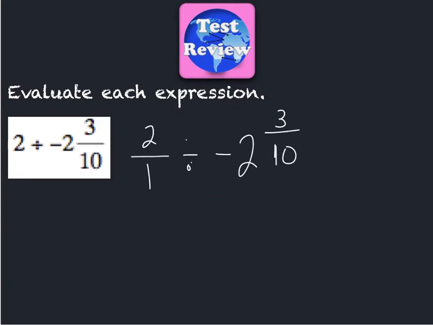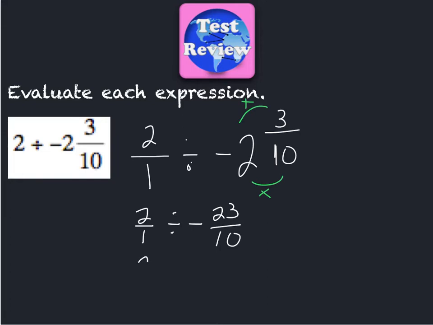So here we have 2 divided by negative 2 3/10. So keep change flip, but before we do that, we're going to want to change our mixed number to an improper fraction. We would end up with 2 over 1 divided by negative 23/10. So now we would need to keep change flip. That's how we divide fractions. We multiply by the reciprocal.